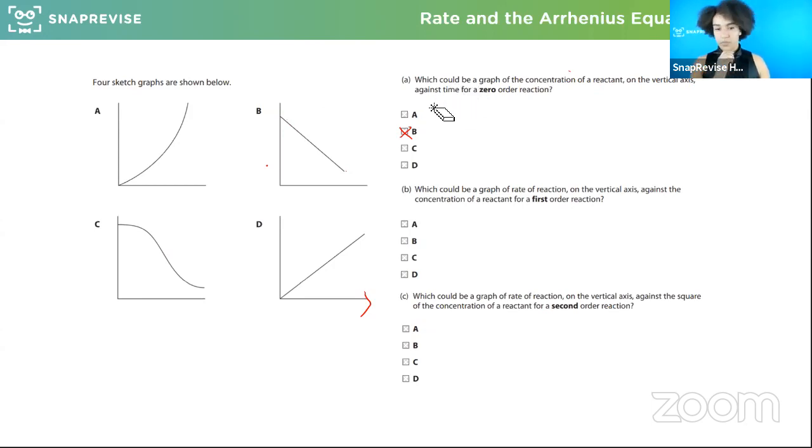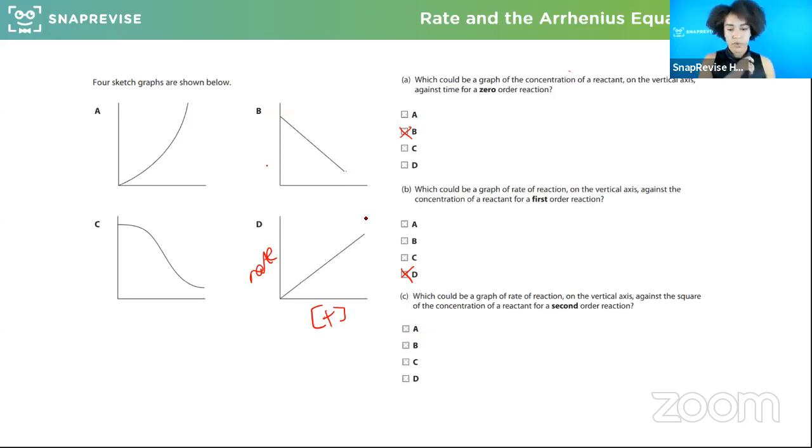Okay. So B, which could be the graph of a rate of reaction on the vertical axis against the concentration for a first order reaction. So this is something you should be familiar with from one of the other slides, because it's rate against concentration, which is what we've been doing. Yeah, all of you are right, it's D. It's D because, as you remember, when we have concentration on the bottom and rate on this axis, a linear relationship must be first order.